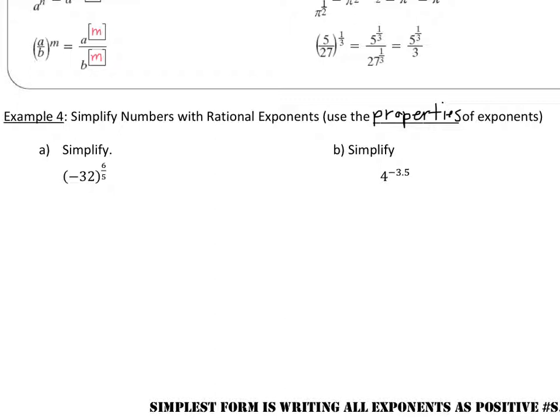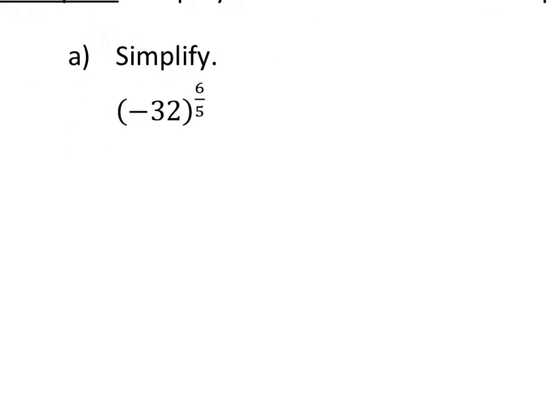And we can kind of work backwards. Let's write this as a radical. So we have our negative 32 underneath. What is your index? And what's your exponent? 6. So you can put that inside or outside. I'm going to go outside, so that way I can deal with my 5th root while it's a smaller number.